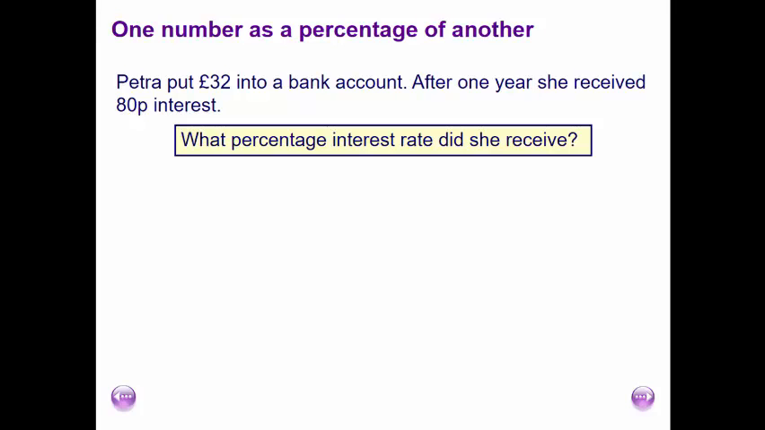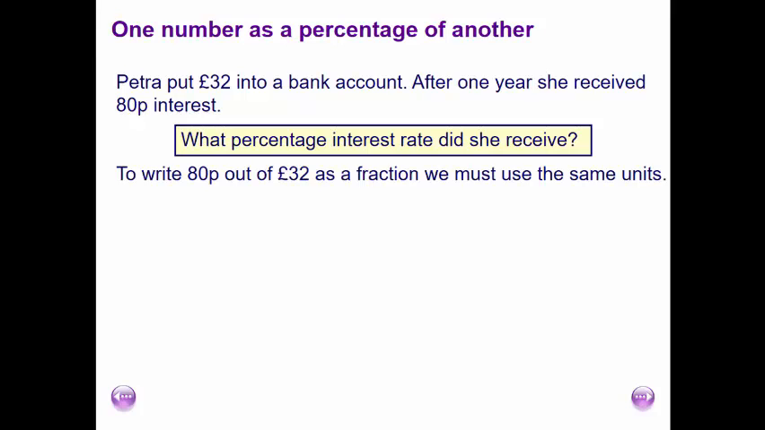So this is something we often have to do, work out one number as a percentage of the other. So for instance, Petra has earned 80 pence in her account, and we would quite like to know what percent interest she received. That is something we need to do in real life. First, we need to put them in the same unit. So either we need to express 80 pence in pounds, which would be 0.8, or we express 32 pounds in pennies. But either way, we have to be consistent.